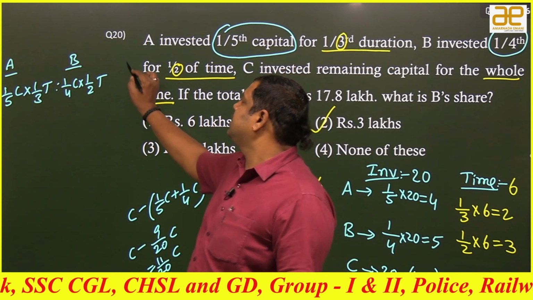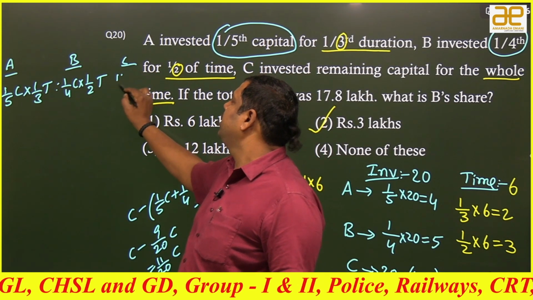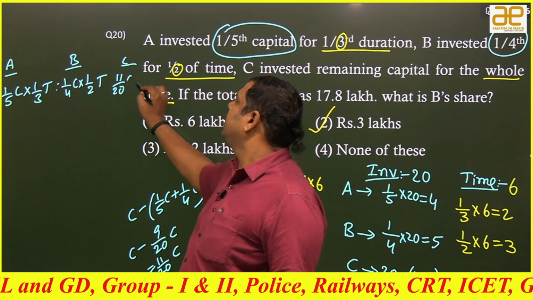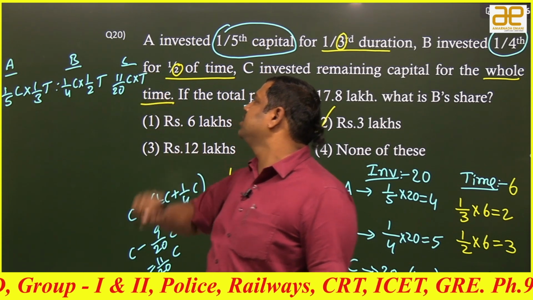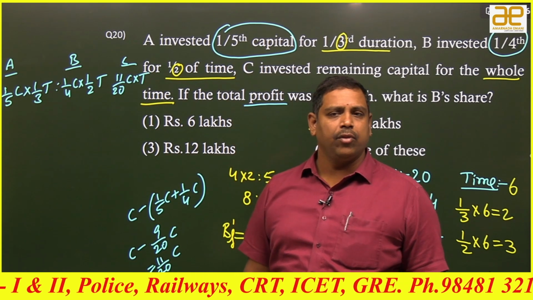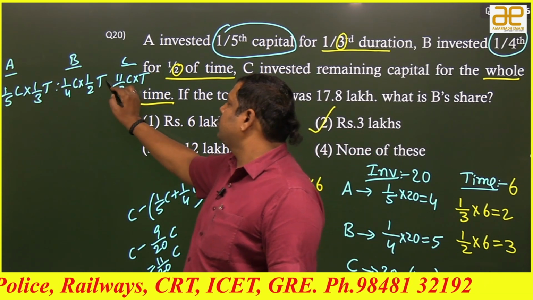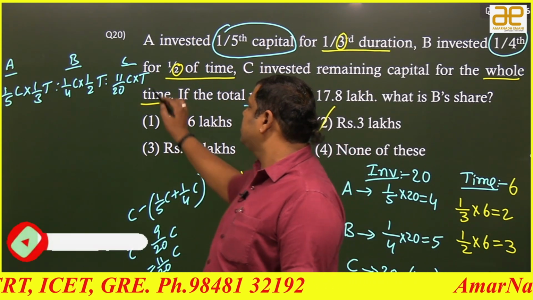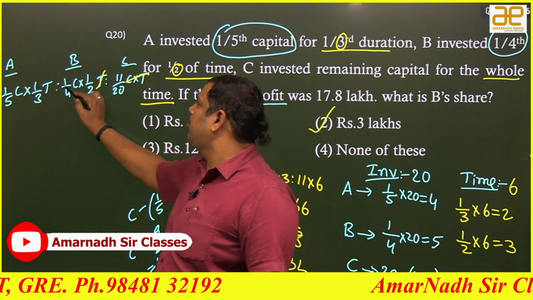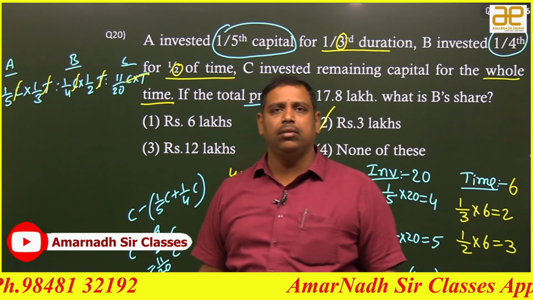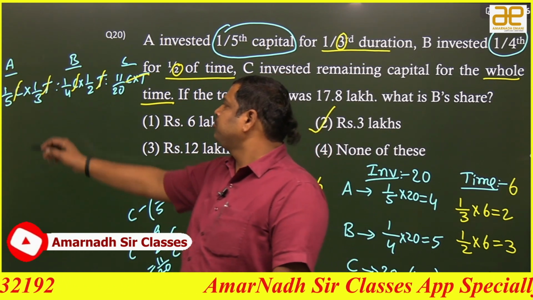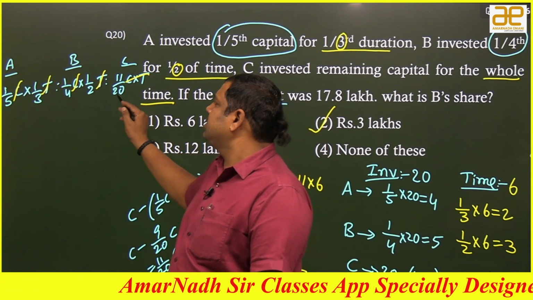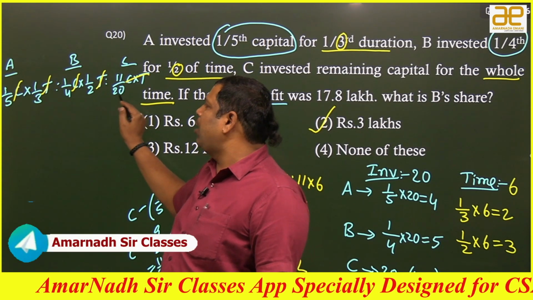Okay. So C's investment is 11 by 20, C into time period is full time he is in the business. So can I say in this ratio they have to distribute the profits? Okay, so then what happens? Cancel with the C and T. Everywhere C and T are common, right? Okay, cancel.